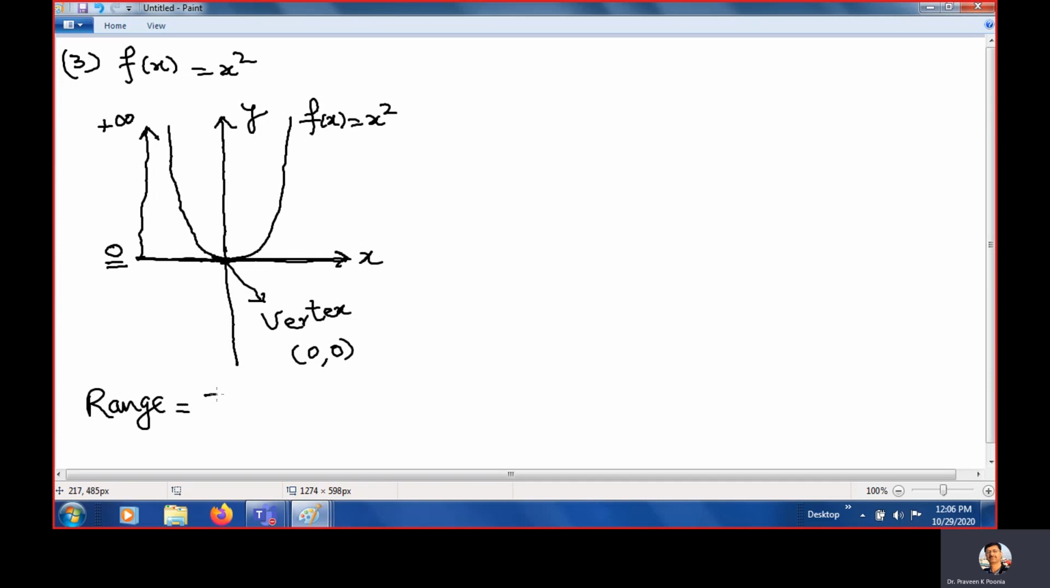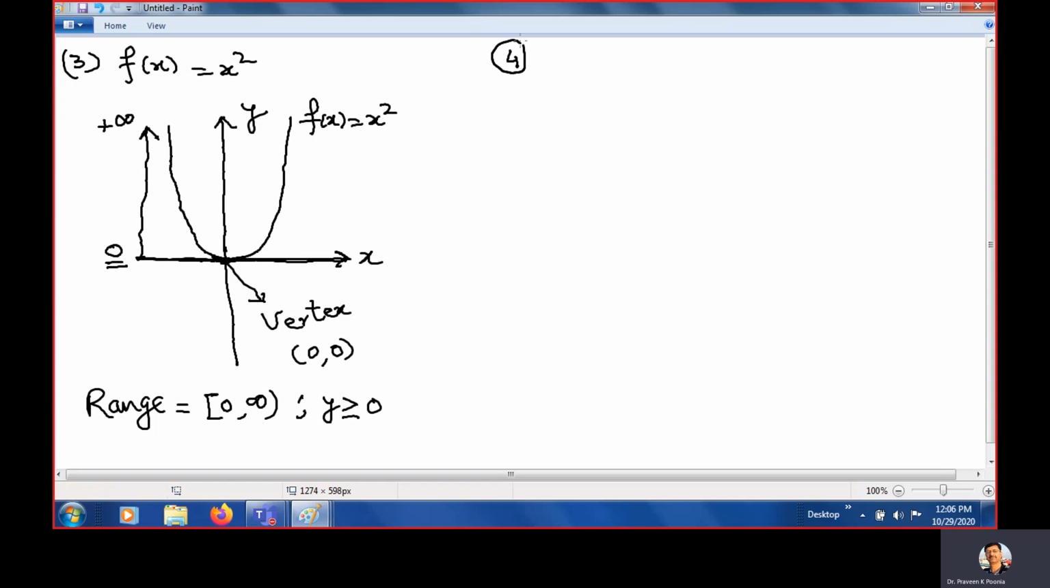The range starts with 0 and it is going up to infinity. Please remember this. Or you can say there is another term you can define it, y is greater than or equal to 0. They both are the same. Clear? So the range means where the graph lies on the y-axis, and it lies on the positive side of the y-axis. So the range in this case is 0 to infinity.